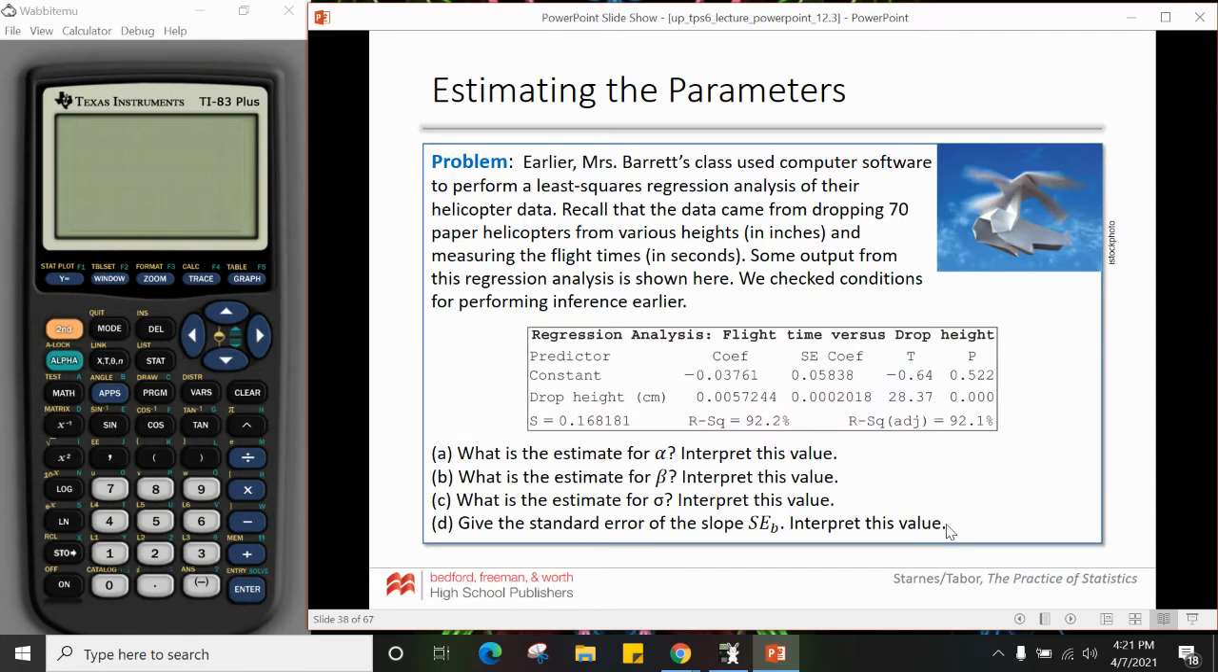So here's a bunch of data. It wants us to find the estimate for alpha. Well, this is a good reminder of our Minitab output. Remember, coefficients is really what we're looking at. Those are our A and our B values.